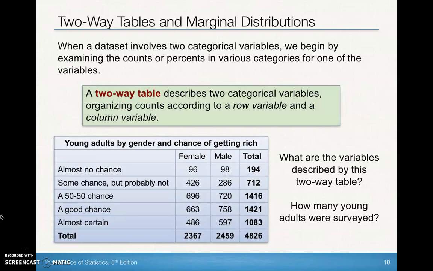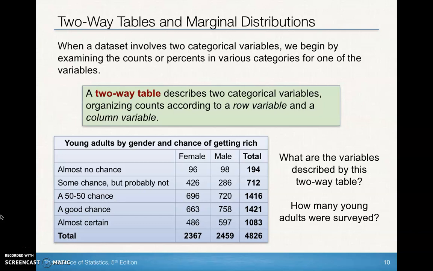Here's an example. You've got two variables here. You've got the gender, male and female, and then the chance of getting rich. So we've got our totals along the margins here. In the bottom right corner, you've got 4,826. That's the total number of people in our study. Then at the end of the female column, you've got the total number of females, and at the end of the male column, the total number of males.